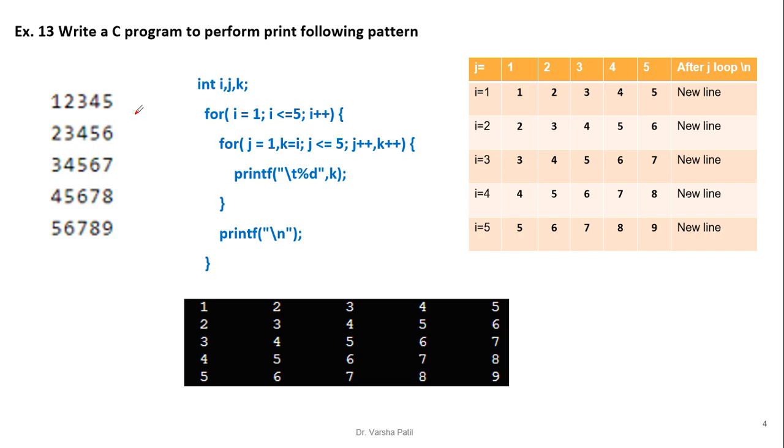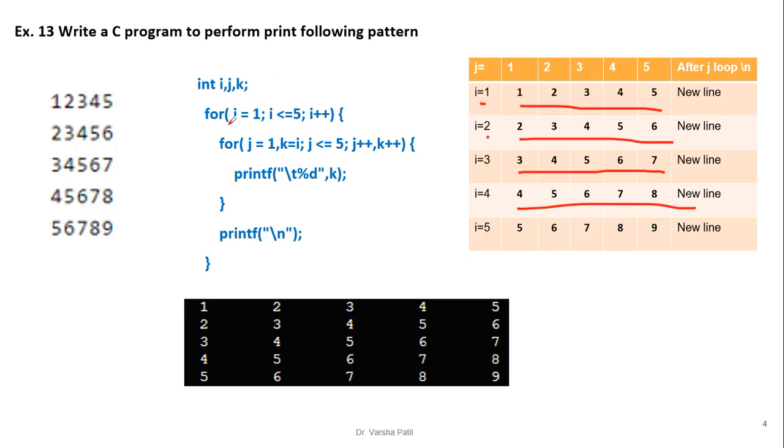Next, 1, 2, 3, 4, 5, 2, 3, 4, 5, 6, 3, 4, we have to print a pattern like this. So first we have to understand from here. Now this is 1, 2, 3, 4, 5 as it is. Now we require to start from 2, 3, 4, 5, 6, 3, 4, 5, 6, 7, 4, 5, 6, 7, 8. Then we can see that whenever i is 1 we are going to start with 1, whenever i is 2 we are going to start with 2, and after that only increment is there.